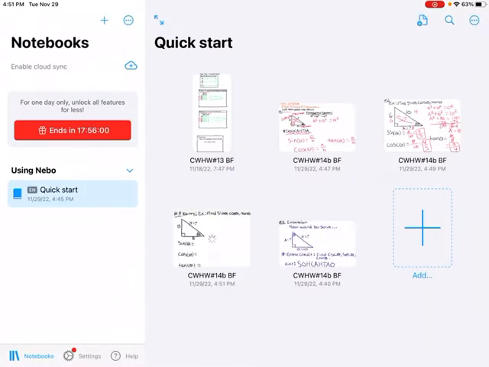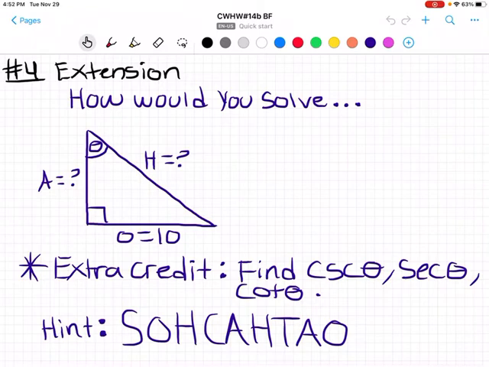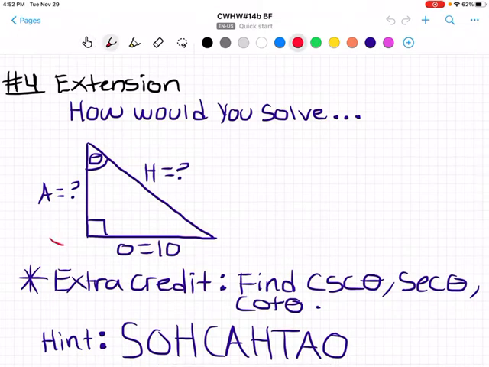Lastly, number 4 is going to be an extension problem. This will be how you solve this given right triangle. And there's going to be an extra credit. The extra credit is to find cosecant theta, secant theta, and cotangent theta. Your hint right here is to understand SOHCAHTOA and also do the opposite of SOHCAHTOA to help you find this. And don't forget to label what you know and the given information. But yeah, that should be it.